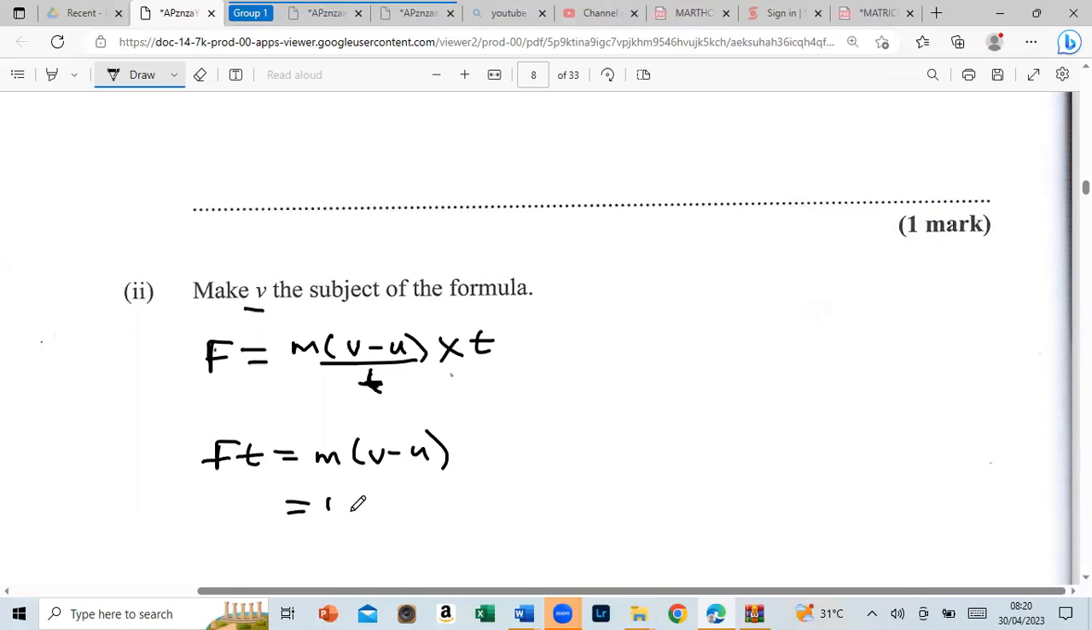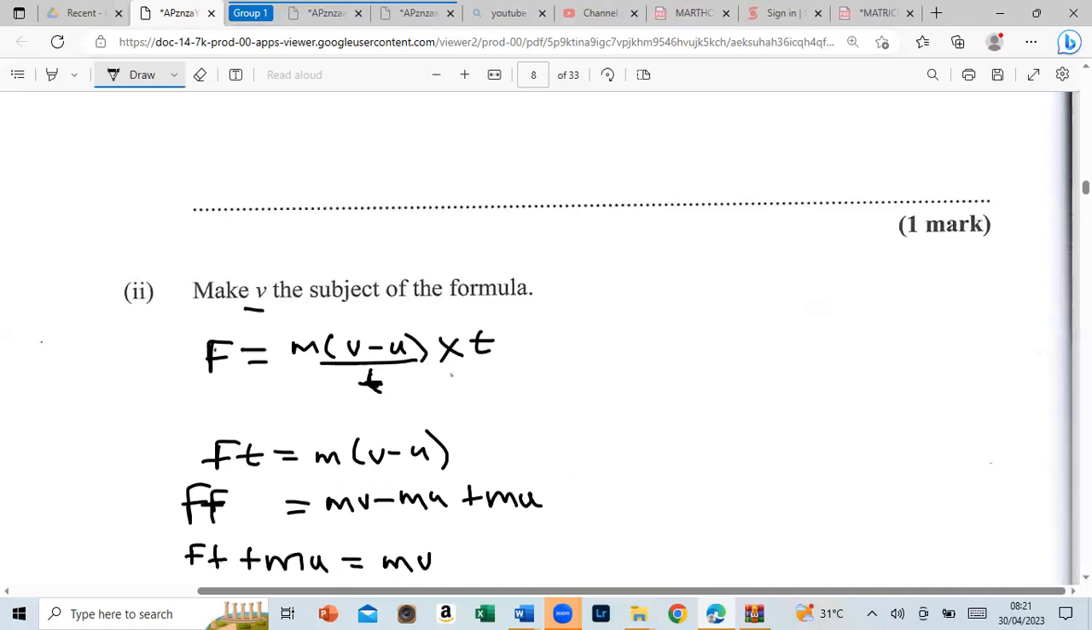So we're going to have MV minus MU, because M times U, right? And that is equal to FT. Now this has the minus MU. We don't want the U and the M there, so we're going to add MU to both sides. So what we do to one side, we do to both sides. So we're going to have FT plus MU, and that is equal to MV.